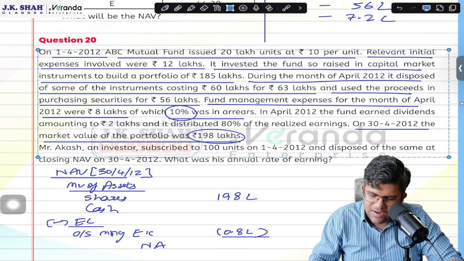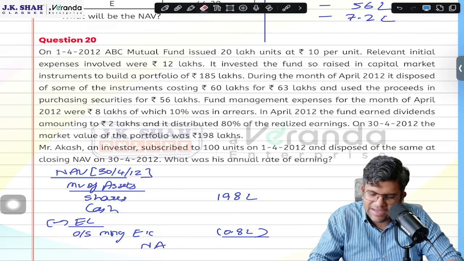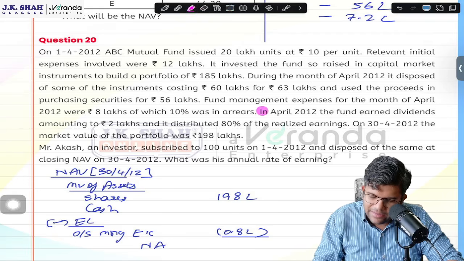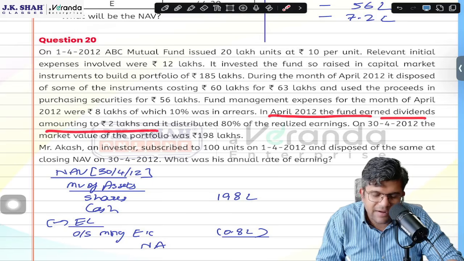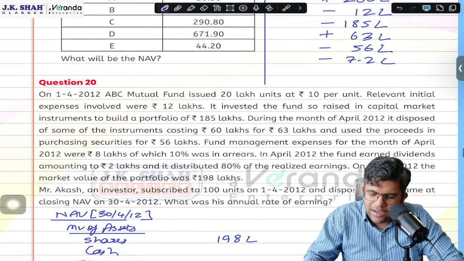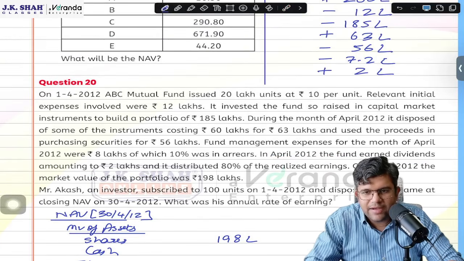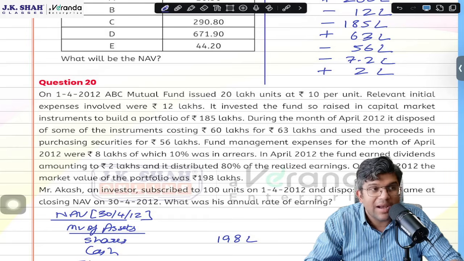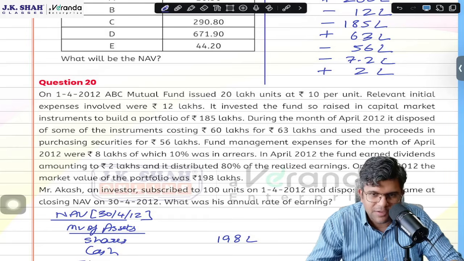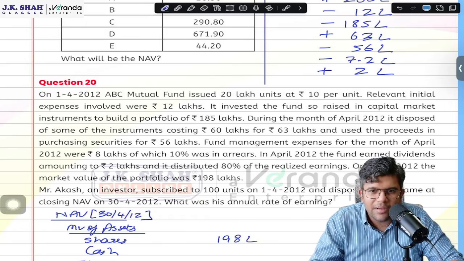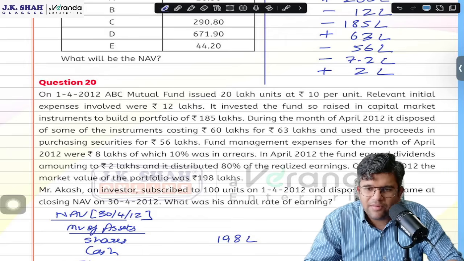Now comes one point which is slightly tricky. First of all, they are saying the fund earned dividends of 2 lakh. Add 2 lakh. You remember one question was there where they earned 12 lakh rupees dividend and then 3 types of interest. Like that here they are earning 2 lakh rupees dividend. So can I say the 2 lakh will add to cash? Hey, everyone following?